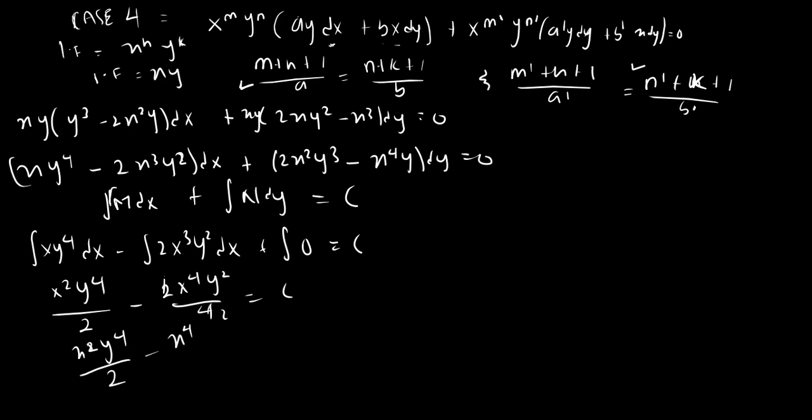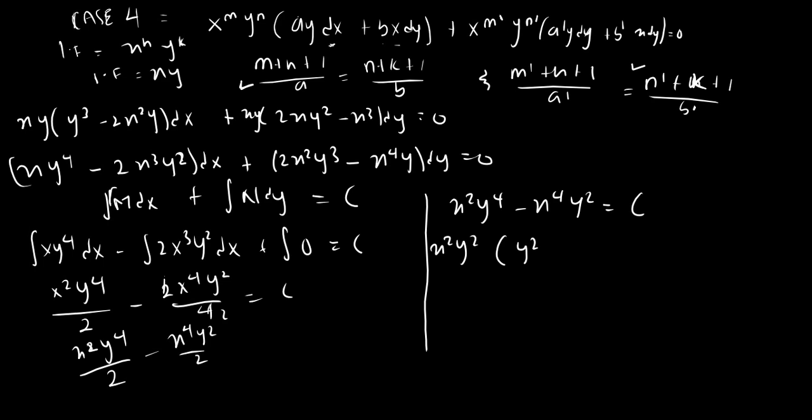So we have x squared y to the power of 4 over 2 minus x to the power of 4 y squared over 2, and then we can multiply through by 2 to eliminate 2 as the denominator. So we have x squared y to the power of 4 minus x to the power of 4 y squared is equal to 2c, which is the same as c. And what we can do now is to factorize x squared y squared, and then we have y squared minus x squared is equal to c, and this is going to be your final answer. This brings us to the end of this video.